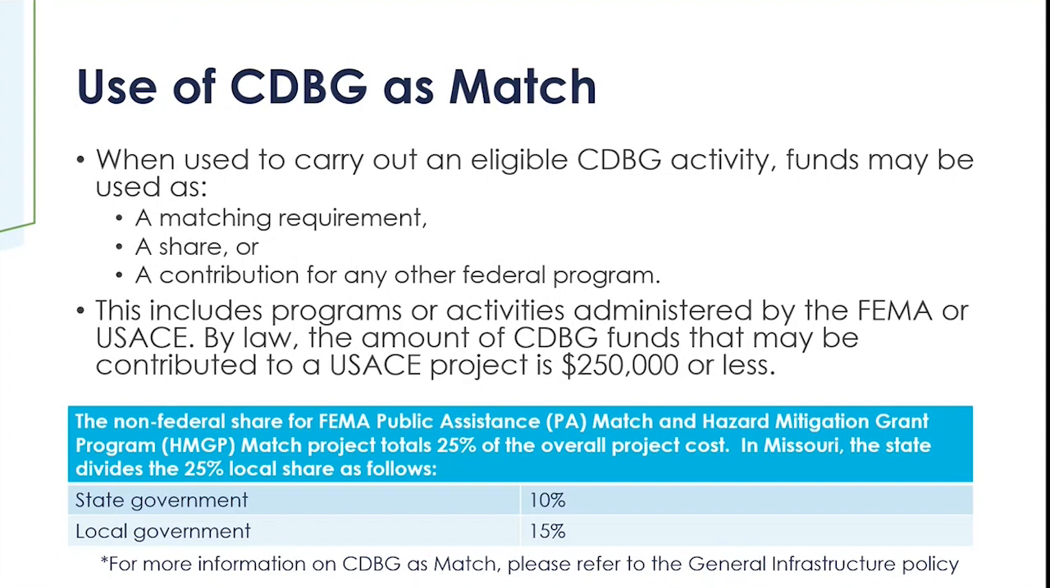When CDBG is used as a match for a FEMA public assistance project or a hazard mitigation grant program project, the match requirement for CDBG is going to be 25% of the overall project cost. Missouri has broken down that 25% share between the state and local government, with the state government contributing 10% and local government 15%. If you are interested in using CDBG as match and want more information, there is additional information located in the General Infrastructure Policy on DED's website.